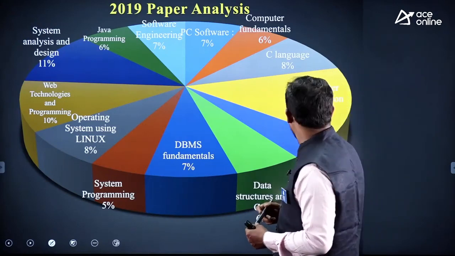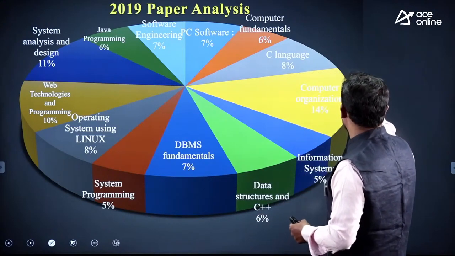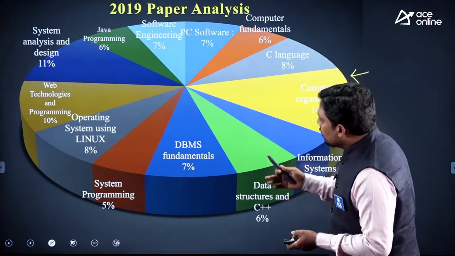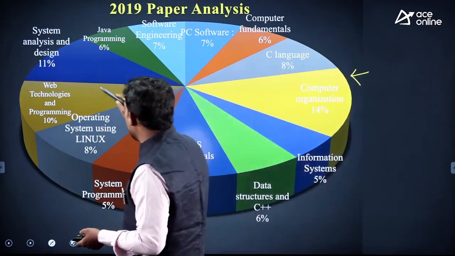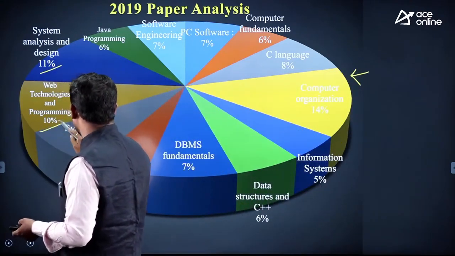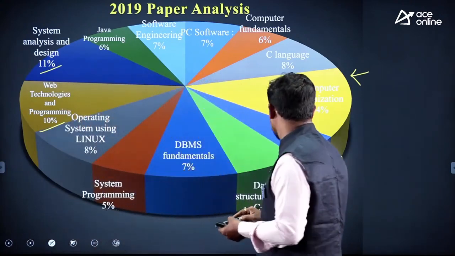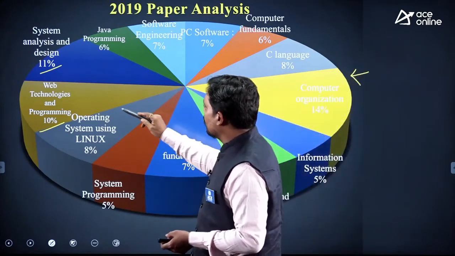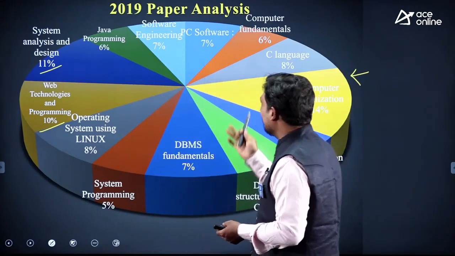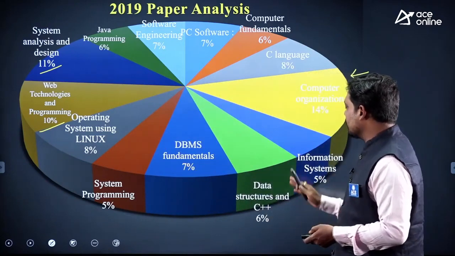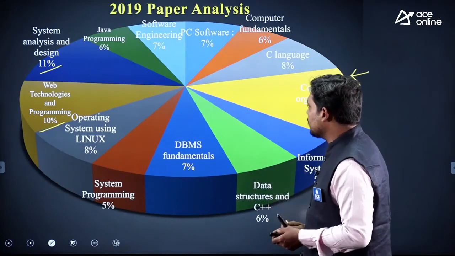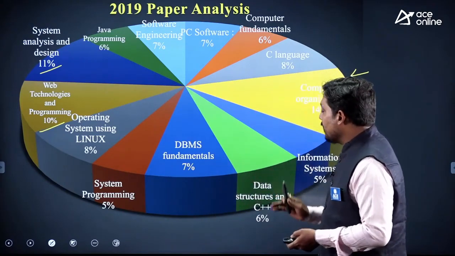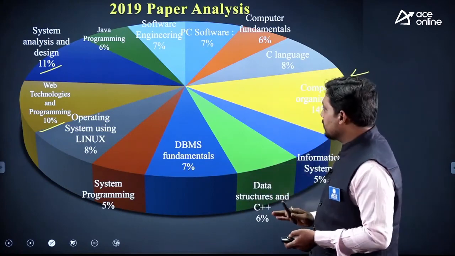You can see that the 2019 paper has more weightage on computer organization. The rest of the parts, system design, also have a very good percentage, 11%, and 10% two-digit weightage is for organization, web technology and programming, and system analysis and design. The rest of them have single-digit weightage, percentage-wise. This is the analysis of only the technical section for RRB JE computer science.